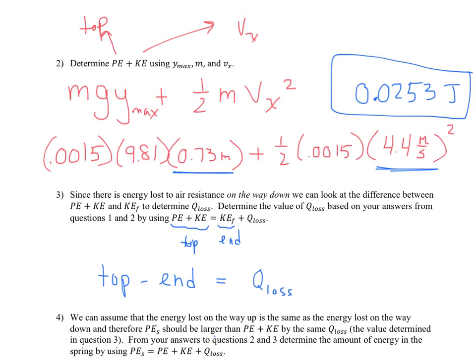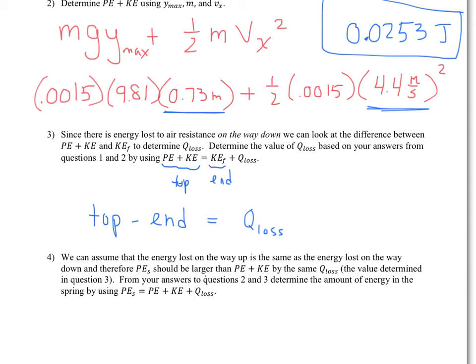Let me take a look. So what we'll have is the energy at the top. Did anyone use the same data that I used? What did you get for the energy at the top? The energy at the top was 0.0253, sorry. And then the energy at the end? 0.0195 plus Q loss. All right.